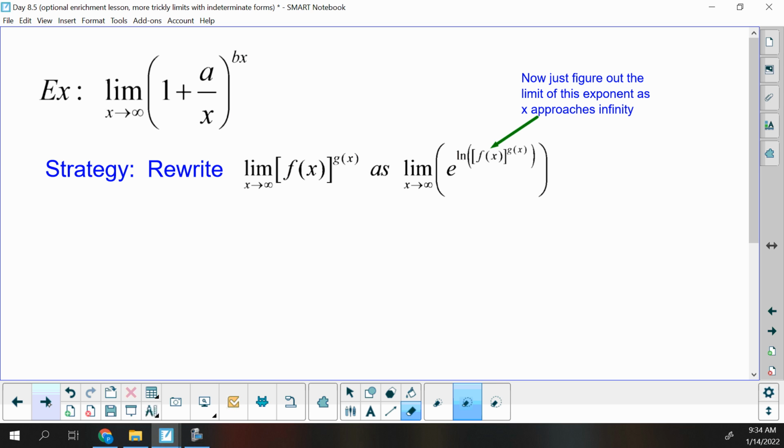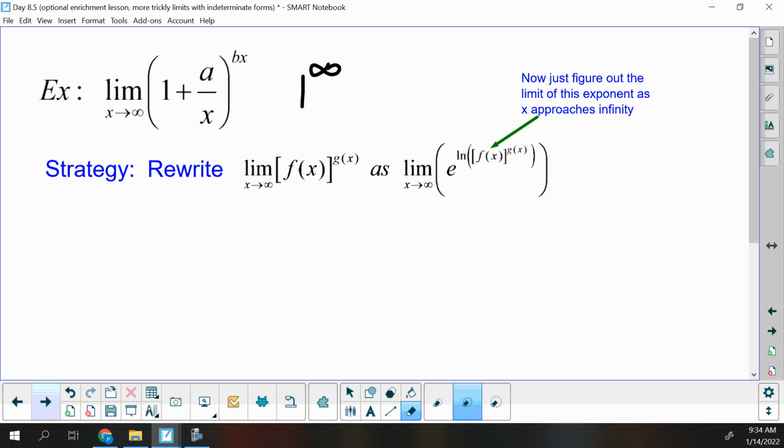So if we go down to the bottom, as x gets huge, a over x is going to get small, meaning that inside's just going to be 1. And as x gets huge, b to the x is going to get huge. So that's going to be a 1 to the infinity. So that's our third case up on top there in our table. So this is an indeterminate form.